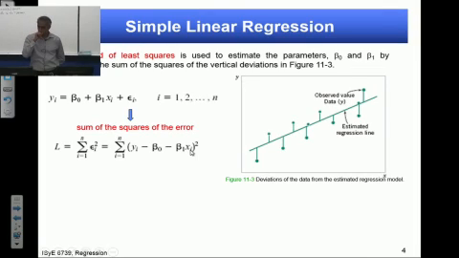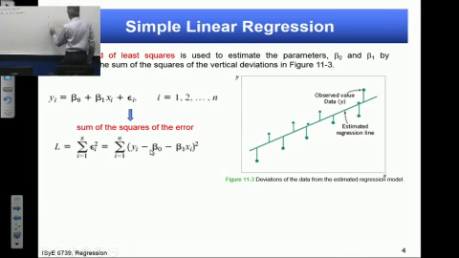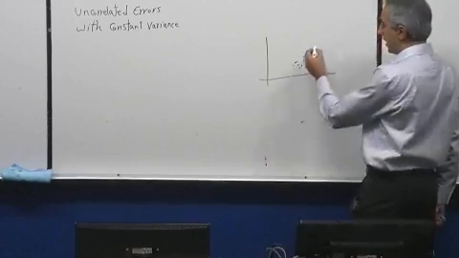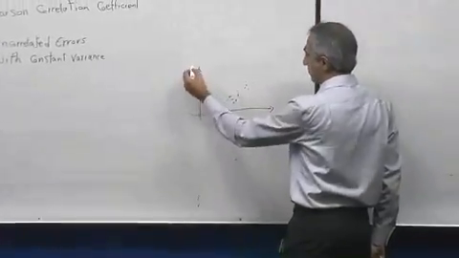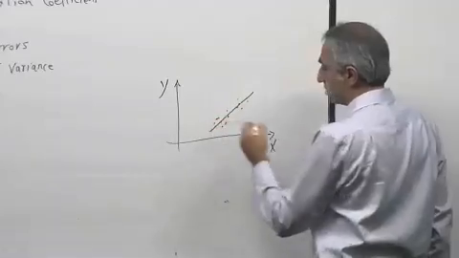Yep, go ahead. Yeah, I was going to ask about outliers. Like, what if there's one outlier? So if there is an outlier, this method would be very sensitive to the outlier. Let me tell you something. So let's say this is the data that you have. So that's y and x. So this is the line.